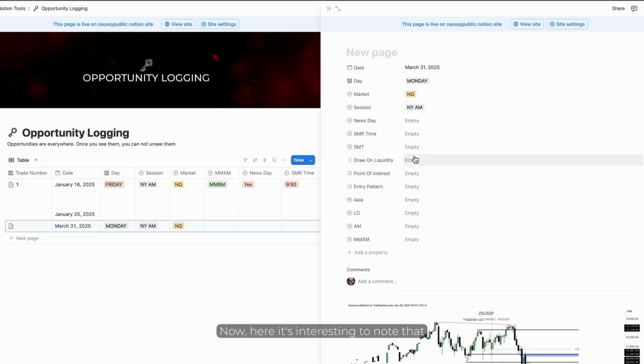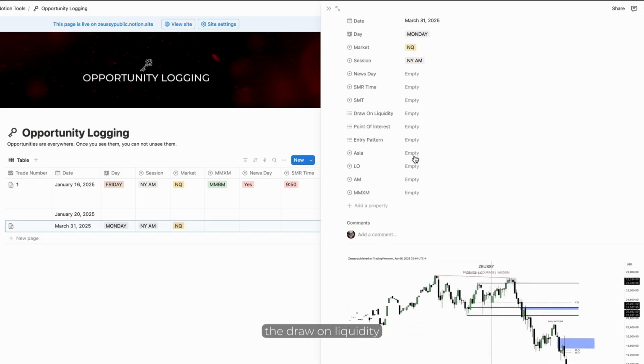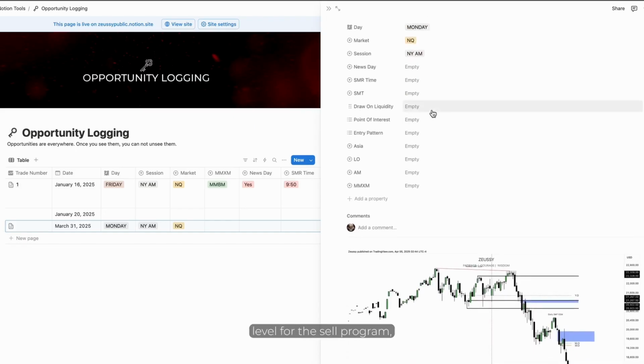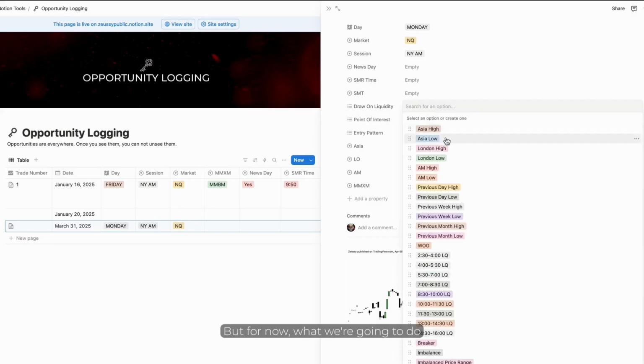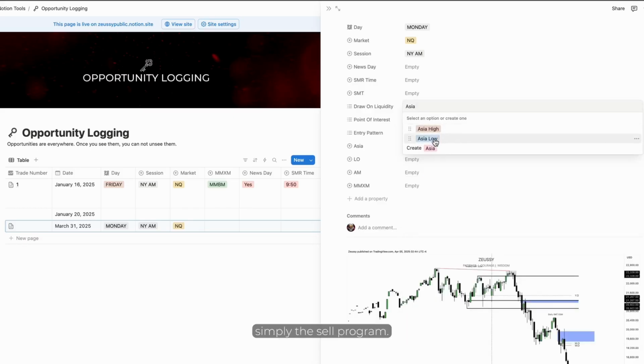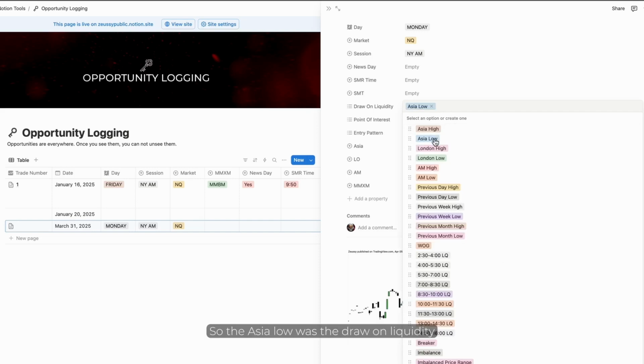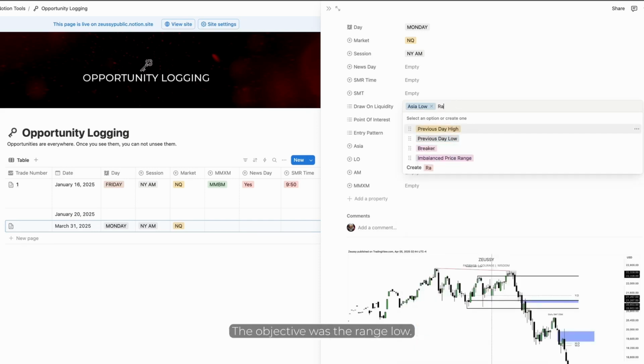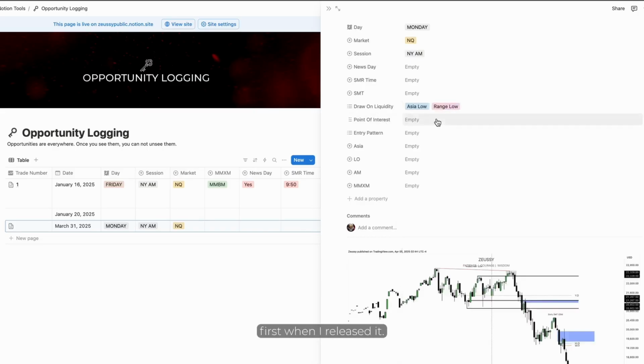Now, here it's interesting to note that the draw on liquidity could be that 90,000 price level for the sell program, and it could also be, for example, the buy liquidity pool for that buy program afterwards. But for now, we're going to log simply the sell program. So the Asia low was the draw on liquidity, and what was the objective? The objective was the range low, and this is something which I did not put in the Notion database at first when I released it.